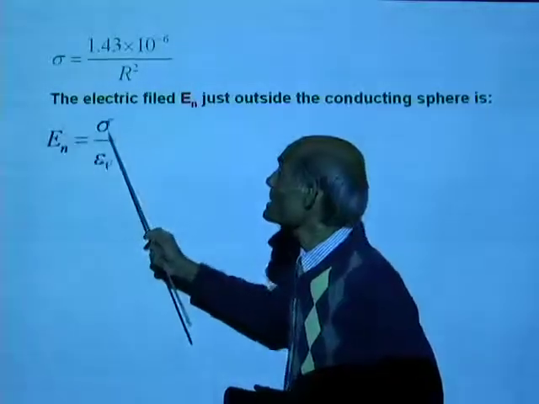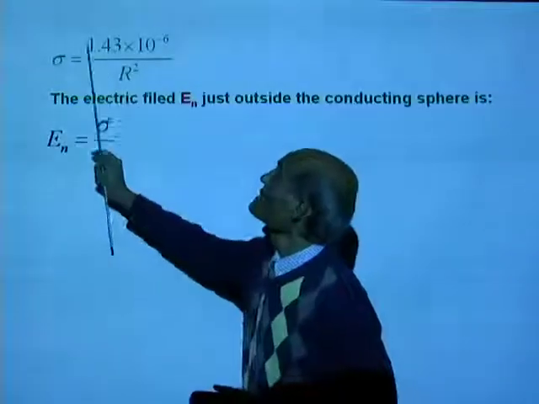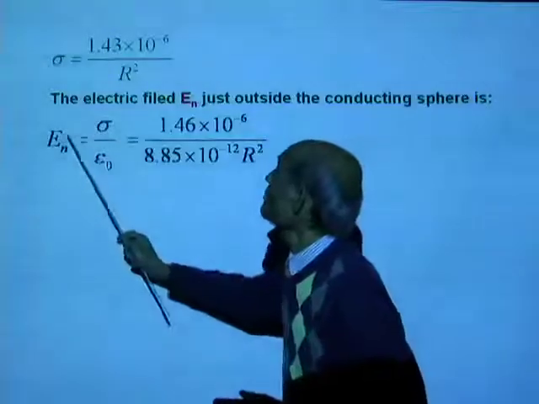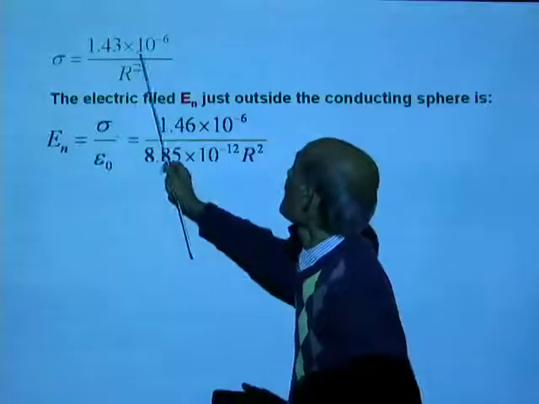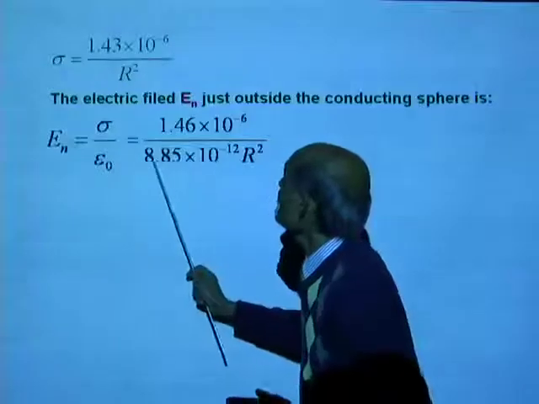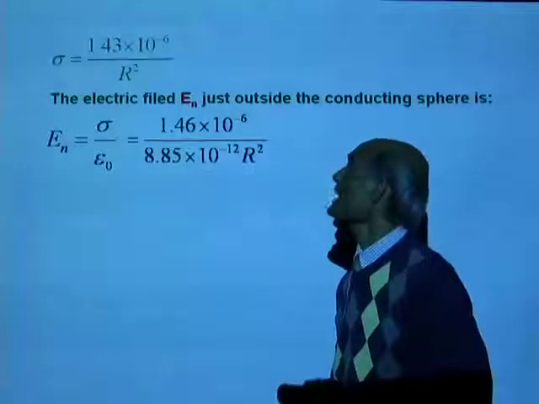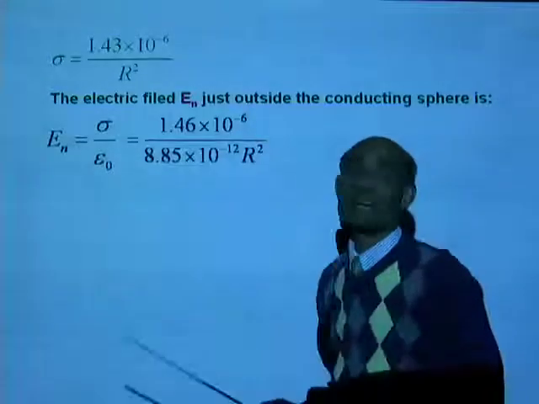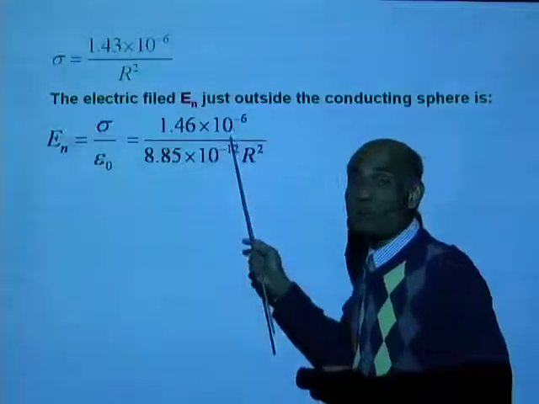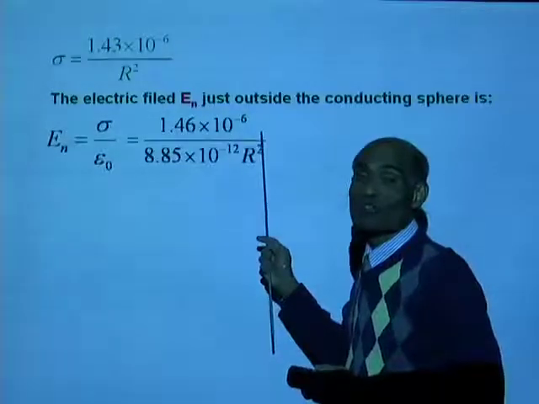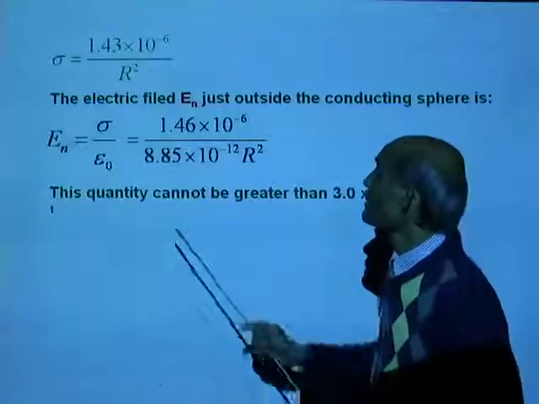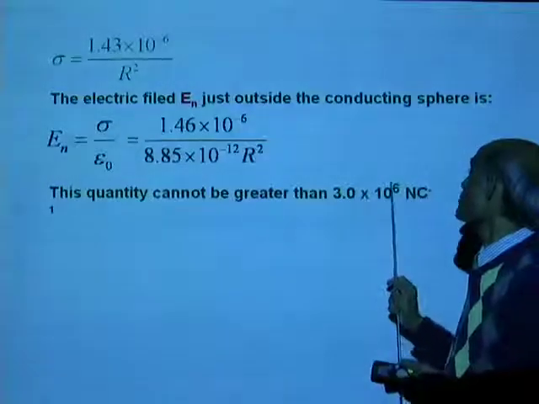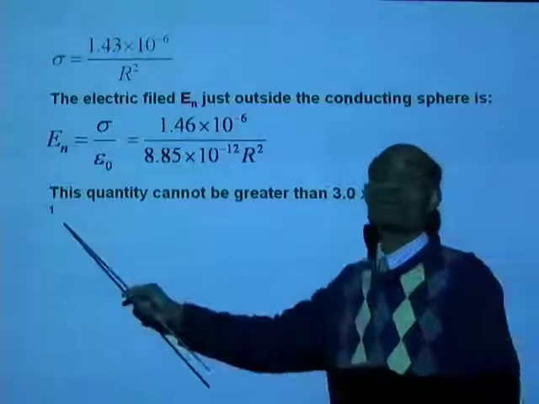So E equal to sigma over epsilon naught, and sigma is this value. So if you now replace sigma by this value and use epsilon naught is 8.85 times 10 to the negative 12, this will be the electric field. And what is the maximum possible value of this? 3 times 10 to the 6. This quantity cannot be greater than 3 times 10 to the 6 Newton per coulomb.